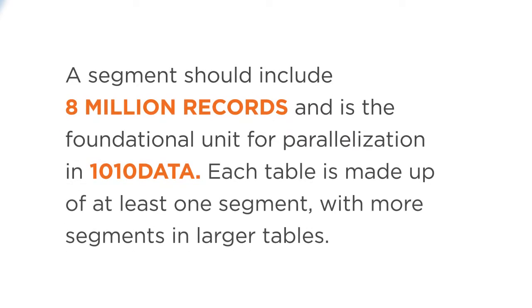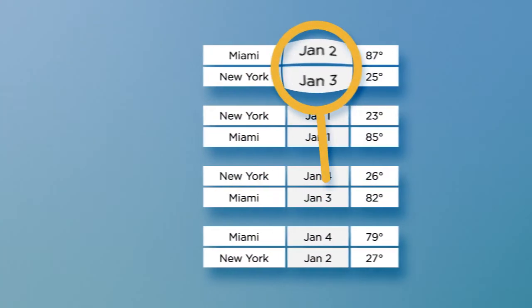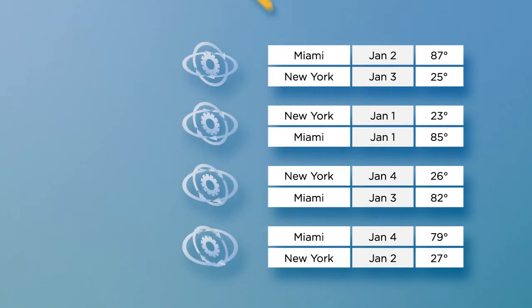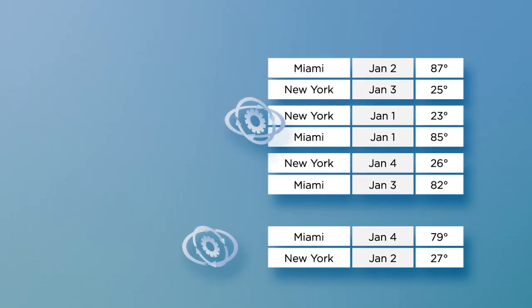Each table is made up of at least one segment, with more segments in larger tables. When a query is run, each segment is assigned to one subprocess. However, a subprocess can be assigned to multiple segments depending on how many are available.